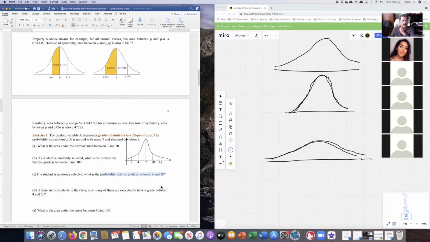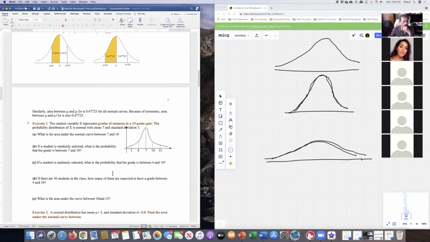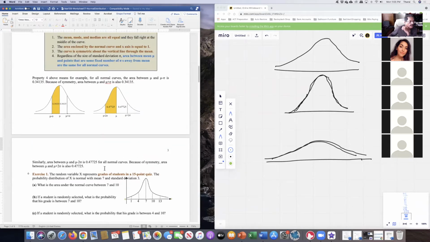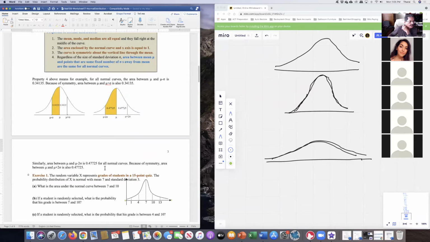Or tell me what to do to get that. Would we multiply 0.34135 by 2? Exactly. Very good. 0.34135 times 2, because both sides are equal. 4 to 7 and 7 to 10 have equal probability, so you just double one of those to get that answer. Okay, so that probability is approximately 0.68, right?